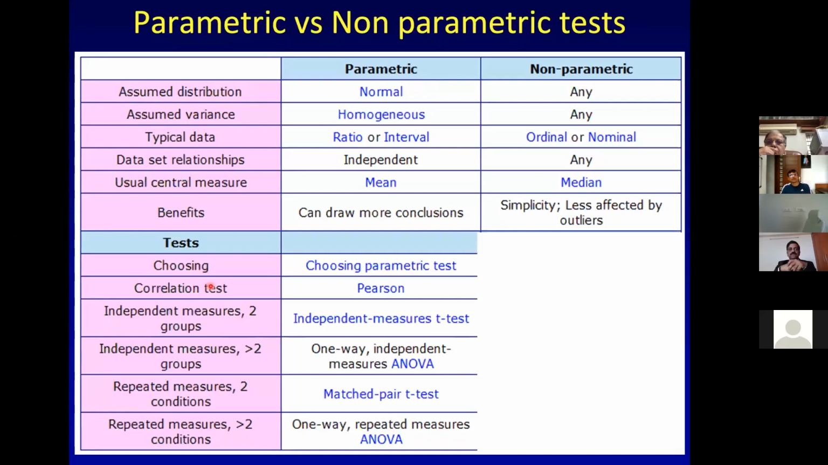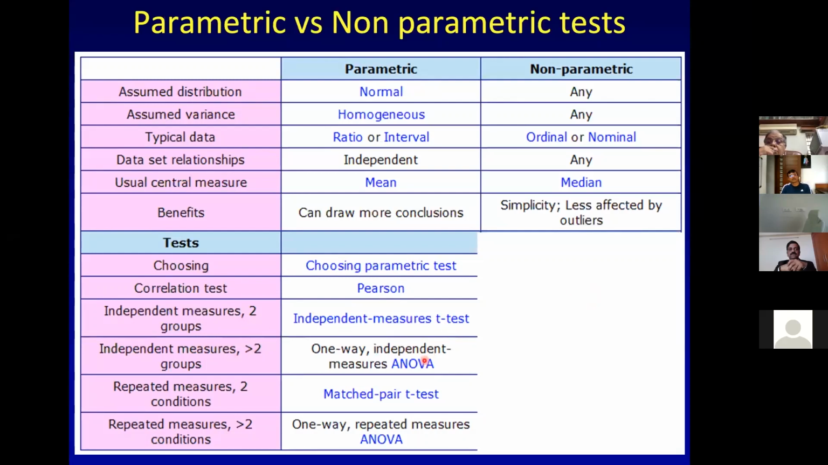Okay, so for correlation test, it is Pearson's, and Dr. Tiny and I spoke about Pearson's. And on this side, if anybody remembers, it is Spearman's test, right? If it's an independent measure with two groups, it's a t-test, or a simple t-test, we call it, right? If we have more than two groups, we cannot use a t-test, and we're going to discuss why.